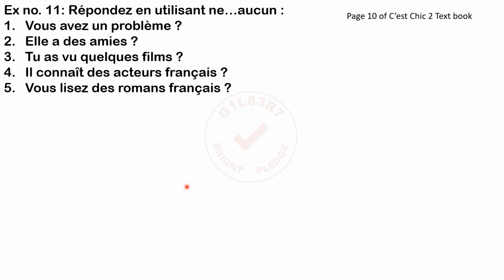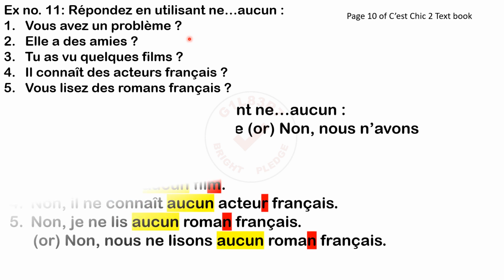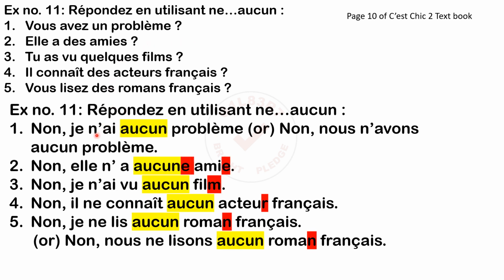So next, let's look at one exercise from exercise number 11 on page number 10 of your textbook. So here it says, vous avez un problème. So you are going to reply by saying, no, I have no problem, or you could also say, no, we have no problem. So when the question is asked with vous, V-O-U-S, you could either reply with je, that is I, or with nous. So we will discuss the answers.